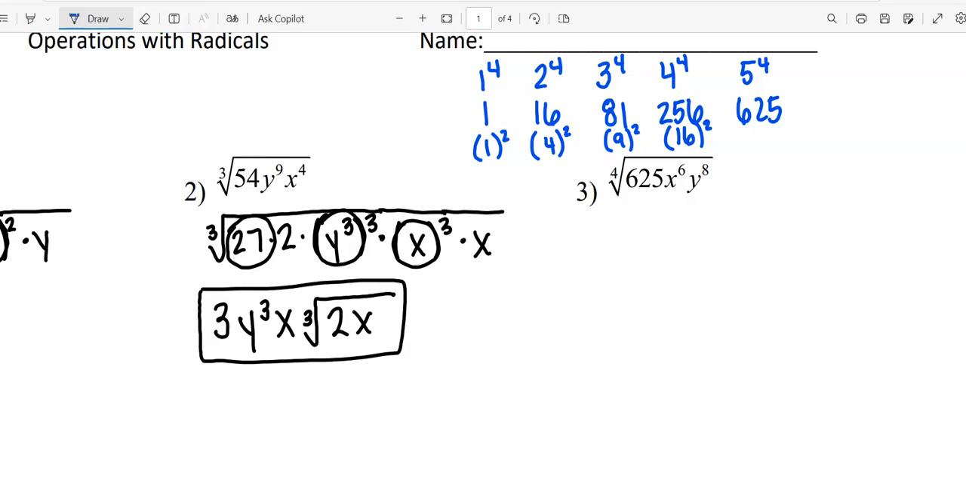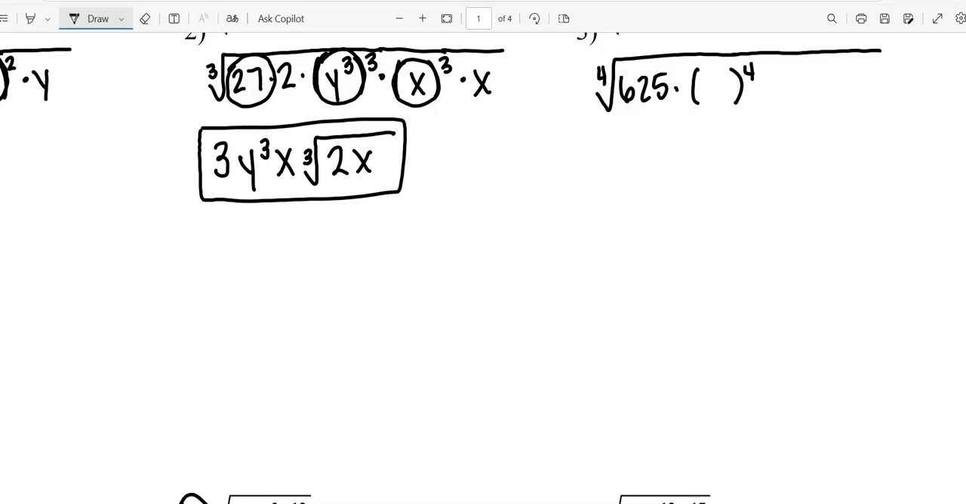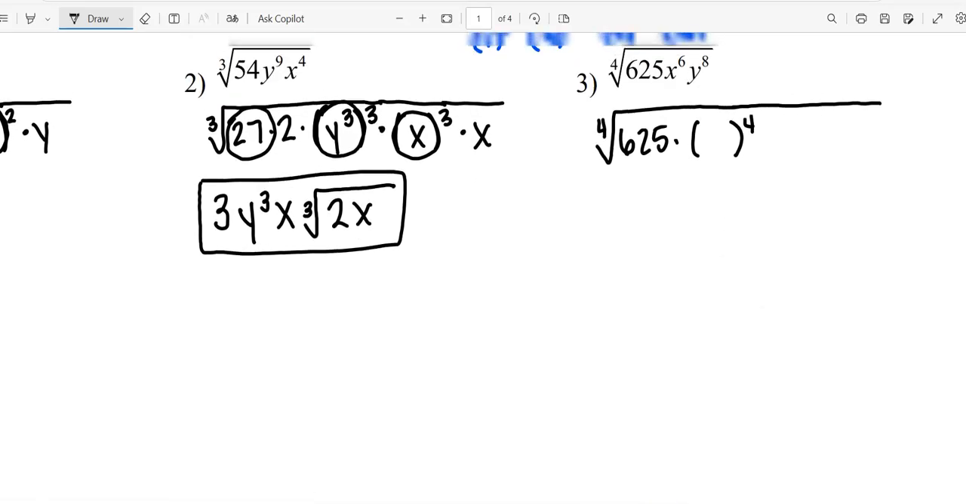And what do you notice about number 3? Yeah, 625. The fourth root of 625 is going to give us 5. So that's a perfect fourth root, I guess you would say. So we'll leave that alone. So we've got the fourth root of 625 times, what could I put to the 4th power to get x to the 6th? X to the, nope, just x. Times x to the 2, I think is what you were thinking about. And then times, what could I raise to the 4th power to get y to the 8th? Y to the 2nd, good.